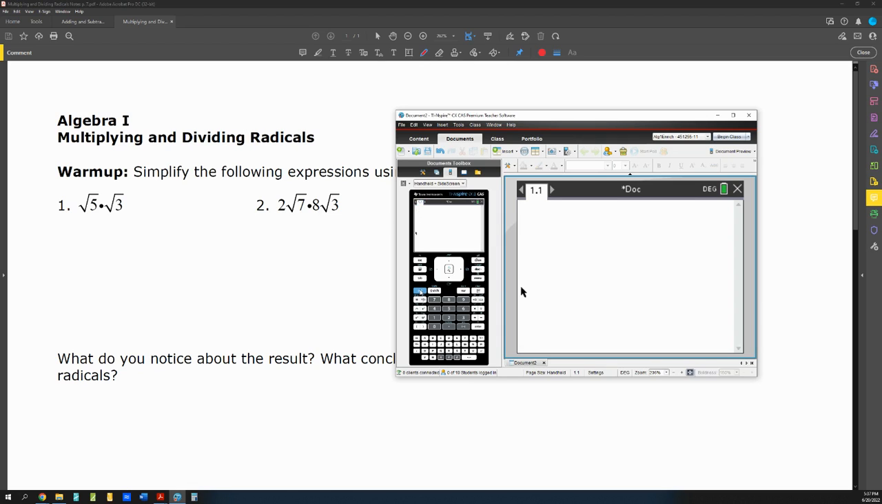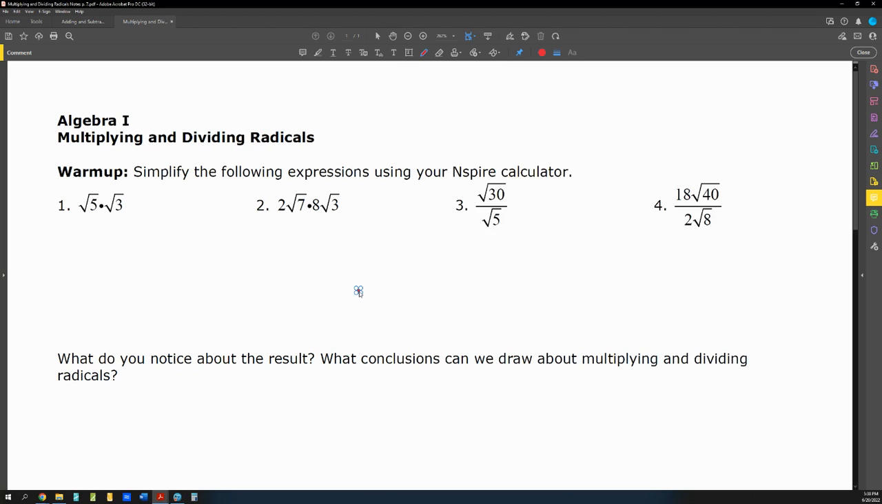So to do that, I can hit Control and then this x squared symbol, and that's going to pull up my square root. So the square root of 5, I'm going to use my arrow key to get out of the radical, and then times the square root of 3. So using that Control and then x squared key gives me my square root. That's going to be the square root of 15. Let's go ahead and fill in for number 1. The square root of 15.